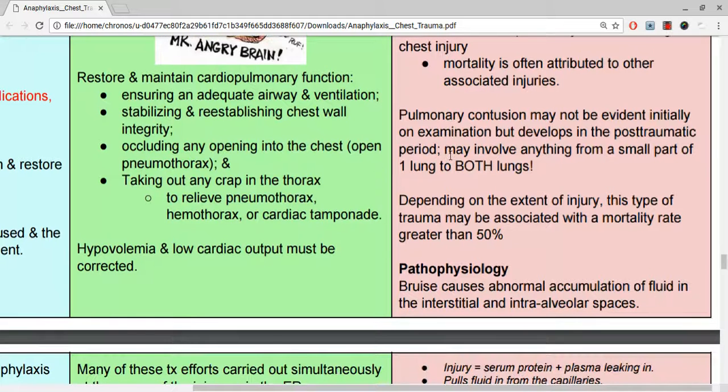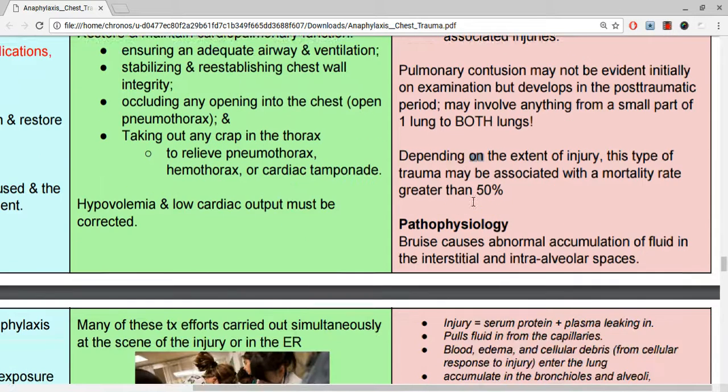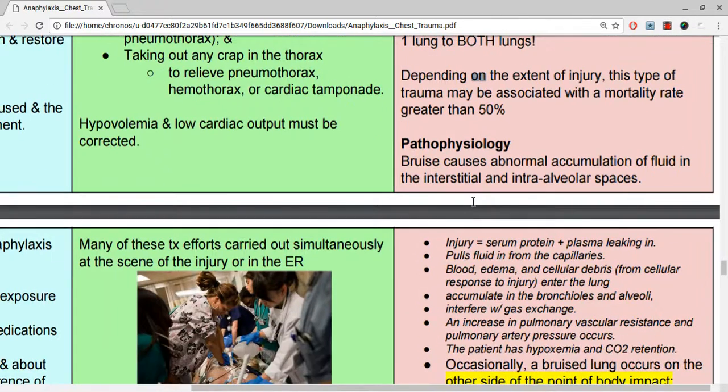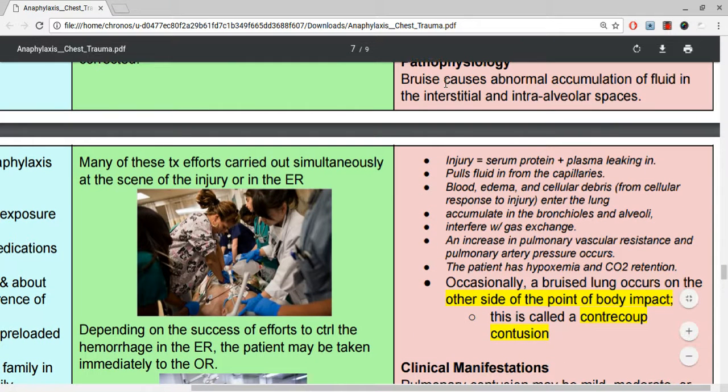Pulmonary contusion may not be evident initially on examination, but develops in the post-traumatic period. It may involve as little as a small section of the lung, or it can involve both lungs, so both lungs could be bruised up and bleeding out. Depending on the extent of the injury, this type of trauma may be associated with a mortality rate of greater than 50%. Here's some patho behind it.